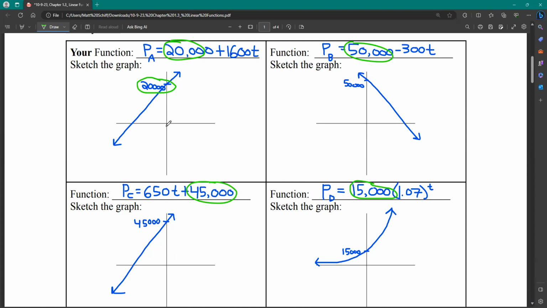Notice that the vertical intercept is where t, or the input, equals 0 for all 4 of the graphs, including this fourth function P of D. Even though the function looks different, we have 15,000 times 1.07 to the power of t. This is actually an exponential function, which we'll see in chapter 4. But the vertical intercept is still shown in the function, which you can see right there.